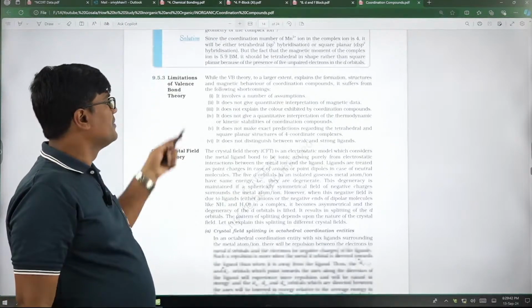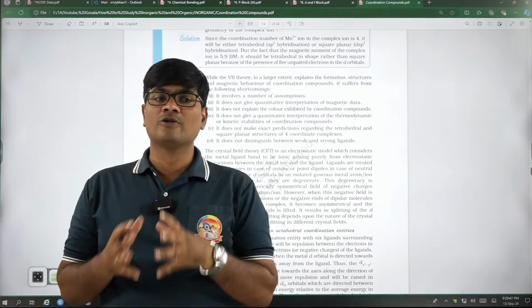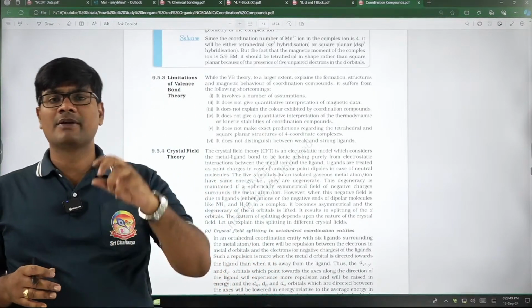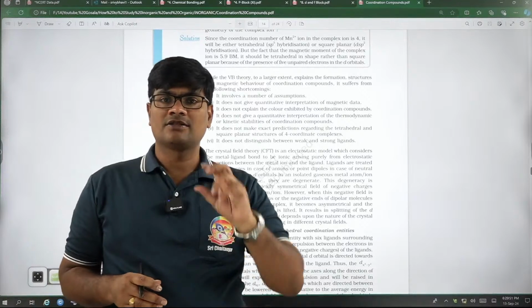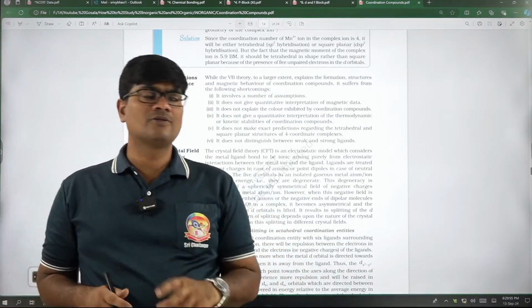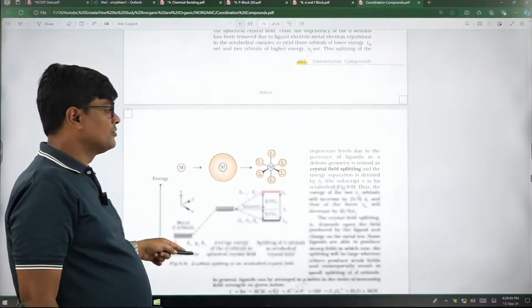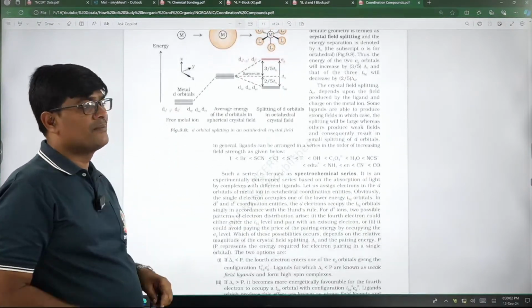That is my suggestion. Limitations, look at this. These points are very close, such that they may create some confusion if they ask an all-the-above-correct option or multiple-correct option. So please go through all the points once again. In crystal field theory, how to write the electronic configuration is very, very important.